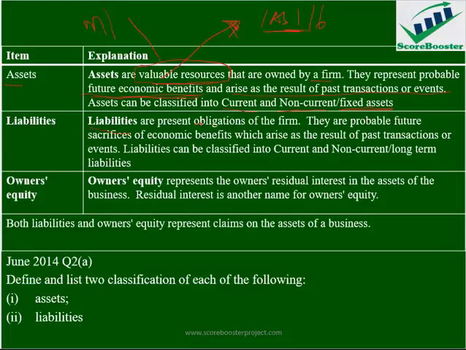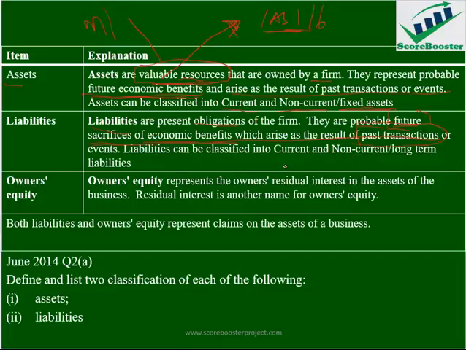Liability represents obligation, where assets represent resources of the firm, and they are probable future sacrifice of economic benefit which arises as a result of past transactions. You buy something on credit, you have enjoyed that particular benefit now, so you must pay back the money in future. That's a future sacrifice. And because it has occurred, because you have already collected the goods and used the goods, you must pay based on the past transaction.